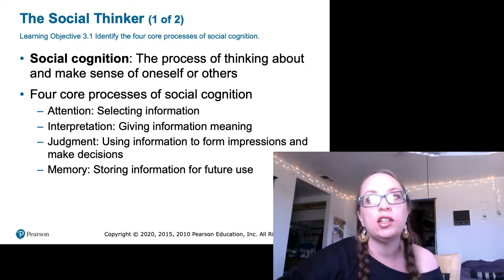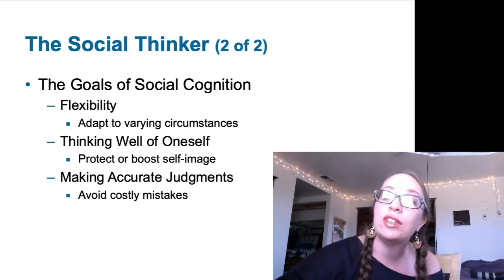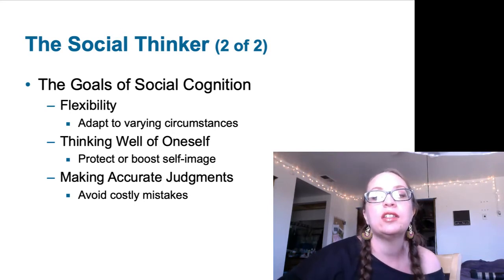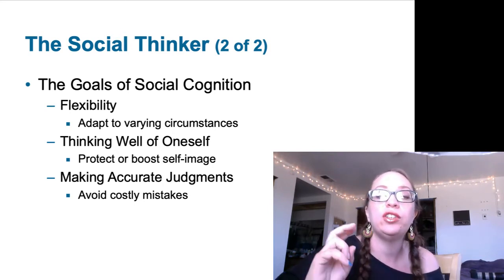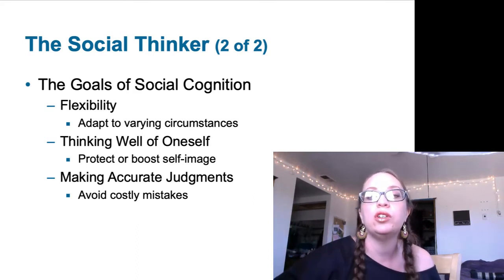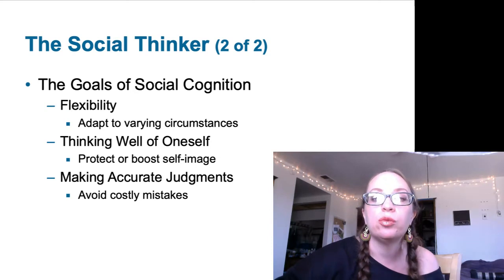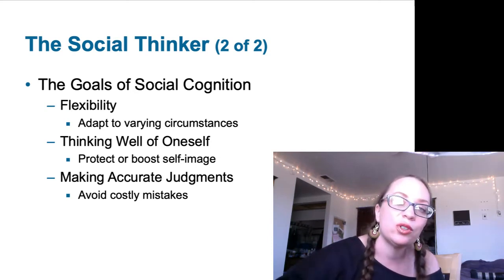If social thought is to be useful, it also has to be flexible. So it doesn't make a lot of sense to spend as much cognitive effort figuring out a stranger as we would figuring out our romantic partner. Cognitive effort is a limited resource, which I'm sure you feel as you are studying for your exams.